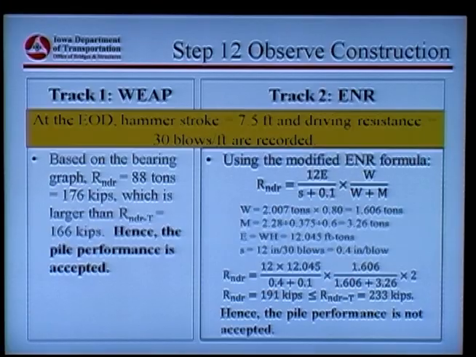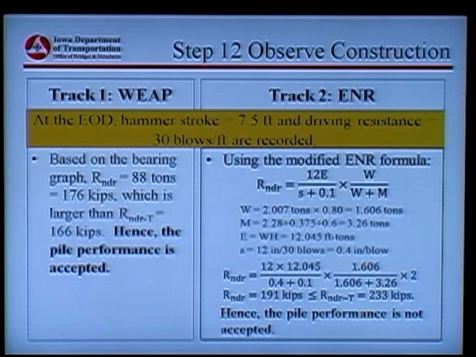But how about if we were to use the same information and put it into this formula and determine the driving resistance, which is 191, but then we required a much higher target resistance, which is 233, and 191 is still smaller than the target driving resistance. So if we were to use the ENR formula, that same pile performance is not accepted. And the solution for that is to retap it the next day.